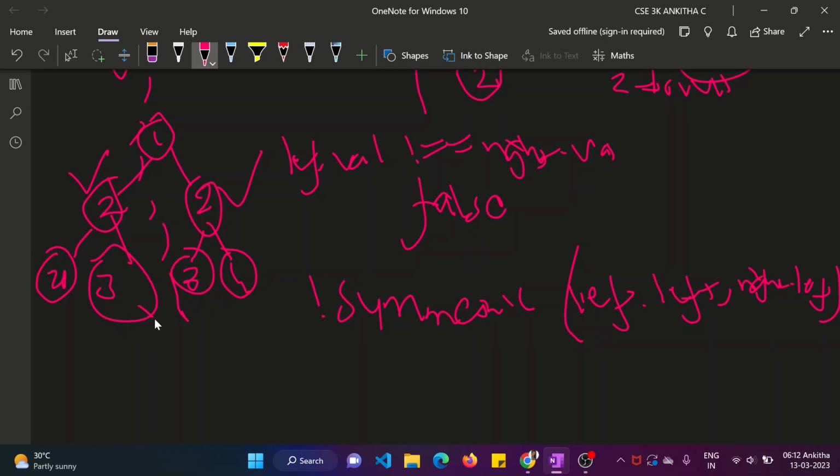The other condition will be for these nodes, that is, if not symmetric of left dot right. So this is left dot right, is not equal to right dot left, right dot left.